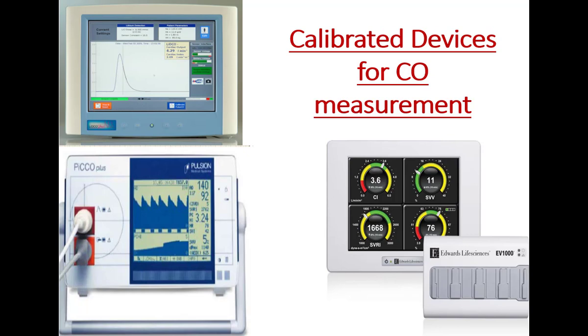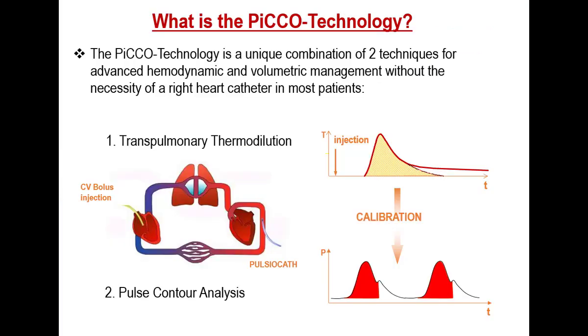Coming to a bit of detail about the PiCCO technology. Now, PiCCO technology is a combination of two techniques. One, transpulmonary thermodilution. Second, pulse contour analysis. So it's going to use the arterial waveform for measuring the stroke volume and hence the cardiac output. At the same time, it's going to validate the same by actually producing thermodilution.